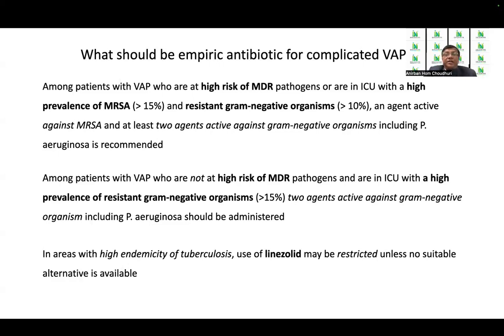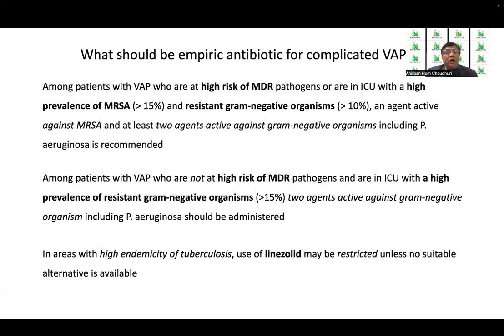So once we know that, if it is less than 15% prevalence of MRSA, less than 10% resistant gram-negative organisms, fewer chances of the patient having a high risk of MDR pathogen, then a single anti-pseudomonal. On the other hand, if any of this is high, then we have to give an agent against MRSA and at least 2 agents against gram-negative organisms, including Pseudomonas aeruginosa. So this is the simple dictum which one needs to follow.